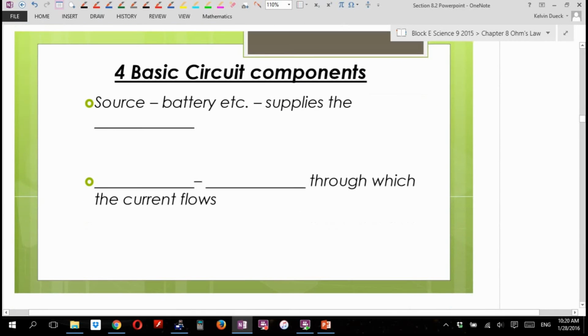So there are four basic circuit components. There are four components that every circuit has to have. Actually, three that they have to have, one that it's good etiquette to have. The first, every circuit has to have a source, a battery or an outlet or something. This is what supplies the energy, the electrical energy, the charges, the moving charges.